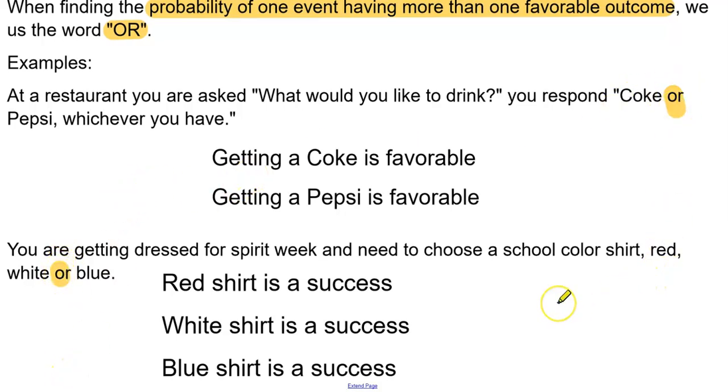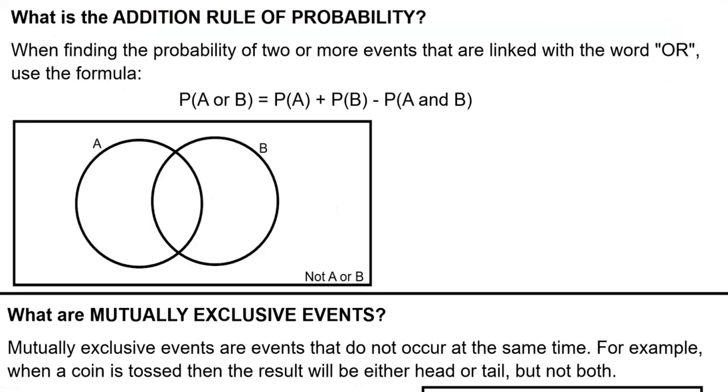Coke or Pepsi, red or white or blue. This or is understood before the white. All right, so a red is a success, a white is a success, a blue is a success. Well, how are we going to find that probability out? We are going to do that by using the addition rule of probability.